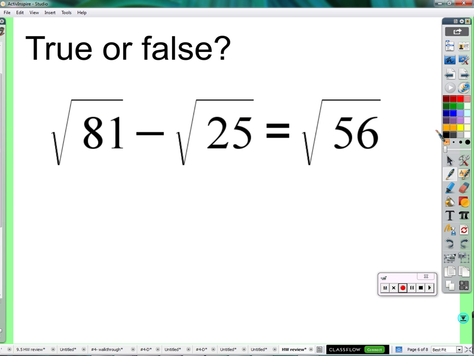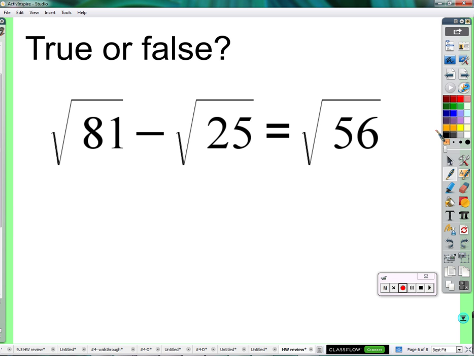So, what do you think? True or false? Notice, unless I've done my math incorrectly, 81 minus 25 is 56. Is 81 minus 25 56? Did I do my math? Okay, all right. Is the square root of 81 minus the square root of 25 equal to the square root of 56? No. Why do you say that, Grady?